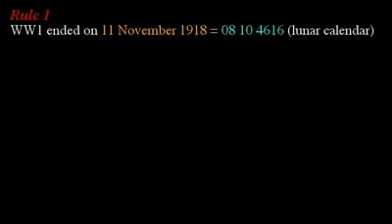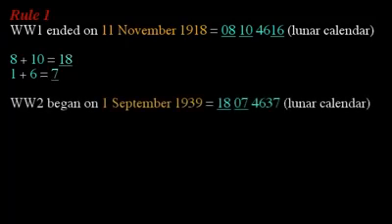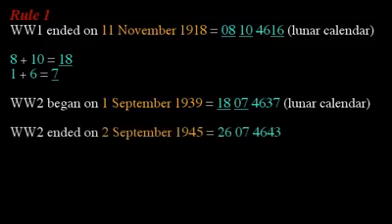World War I ended on the 11th of November 1918, which is 8th day, 10th month, 4616 on the lunar calendar. The sum of 8 and 10 is 18, and the sum of 1 and 6 is 7. World War II began on the 1st of September 1939, which is 18th day, 7th month, 4637. World War II ended on the 2nd of September 1945, which is 26th day, 7th month, 4643.